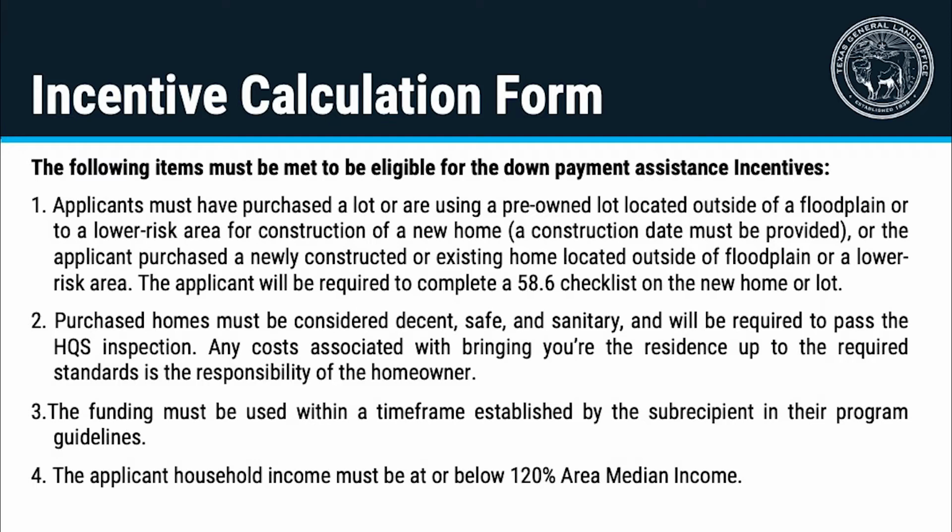Purchased homes must be considered decent, safe, and sanitary, and will be required to pass the HQS inspection. Any costs associated with bringing the residence up to the required standards is the responsibility of the homeowner. The funding must be used within a time frame established by the subrecipient in their program guidelines. The applicant household income must be at or below 120% of the area median income.